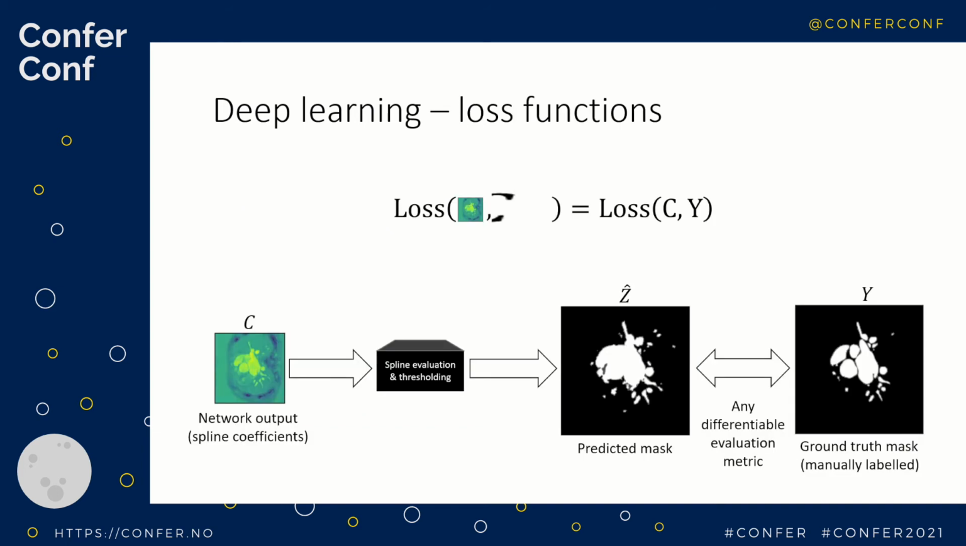So in order to train these neural networks, we have to define a loss function that compares the output of our network with the ground truth data. The issue we have here is that the network outputs spline coefficients, while the ground truth data are manually labeled high resolution binary images. We solve this by performing spline evaluation as part of the loss function, but do it in a differentiable way.